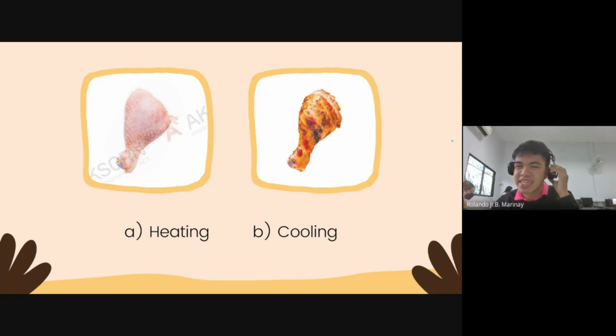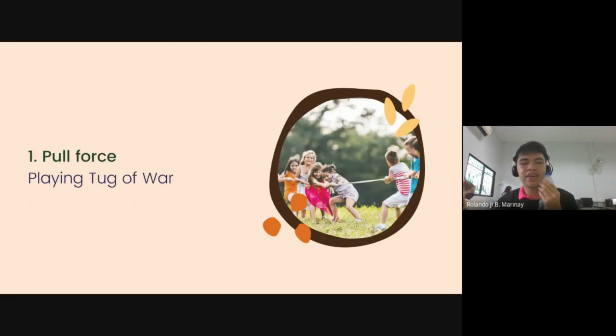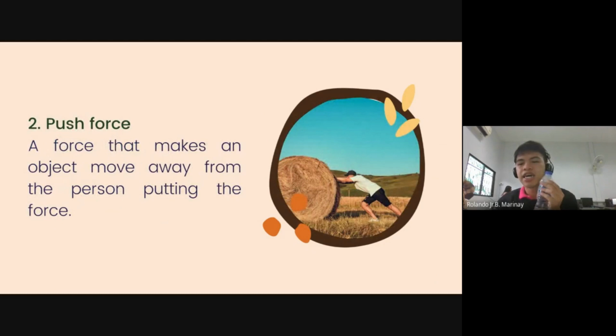Okay, now let's move on to the forces, the pull force and the push force. Remember, kids, the pull force is when you are pulling something closer to you. The object moves towards the person pulling it. For example, this is a bottle of water, and when I pull it, it draws closer to me. This is pull. But if you use a push force, the object moves away from you. You move the object away from you.